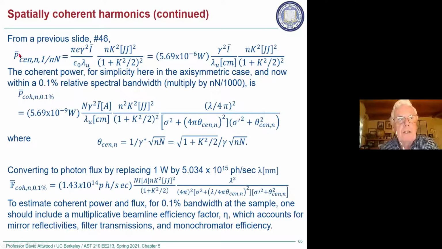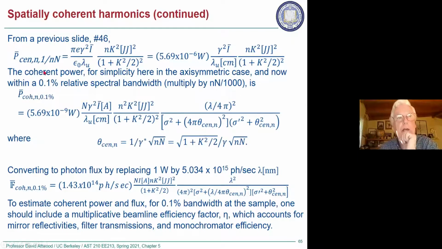So here's the power in the central radiation cone. It says from slide 46, but I think the number may have changed. I added 3, I duplicated 3 slides, so it may now be slide 49 or something like that. I'm not quite sure, and you need to know that for the homework because the homework directs you to these formulas. Here's the power in the central radiation cone: we started with our formula and then added the JJ squared factor and put that here.